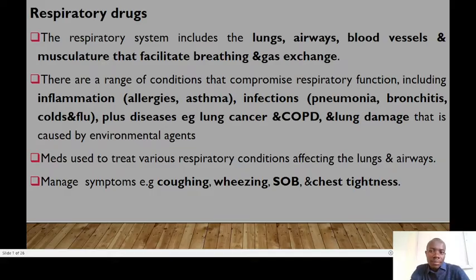diseases like lung cancer, COPD, lung damage. So all these can lead to respiratory compromise.